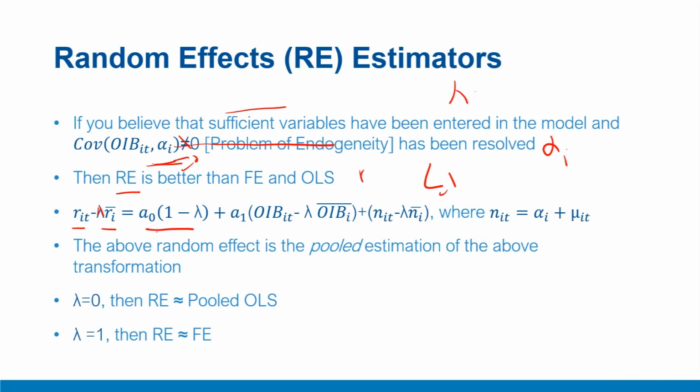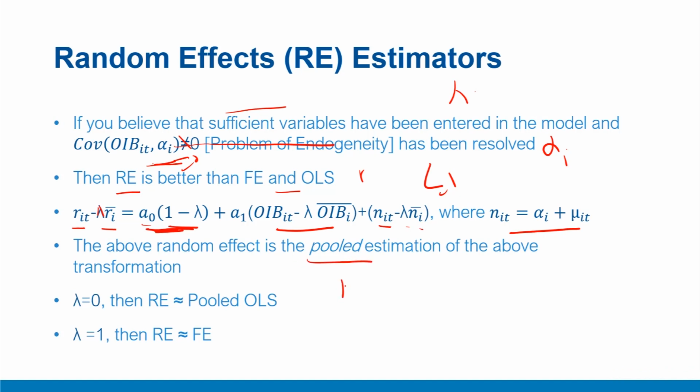You notice all the terms which are time invariant are not eliminated, but they are still there, like a0 times 1 minus lambda, a1 times this, and eta it minus lambda times eta i bar, where eta it is equal to alpha i plus mu it. Now this is what we call the random effects system, and this system is estimated with pooled estimation.